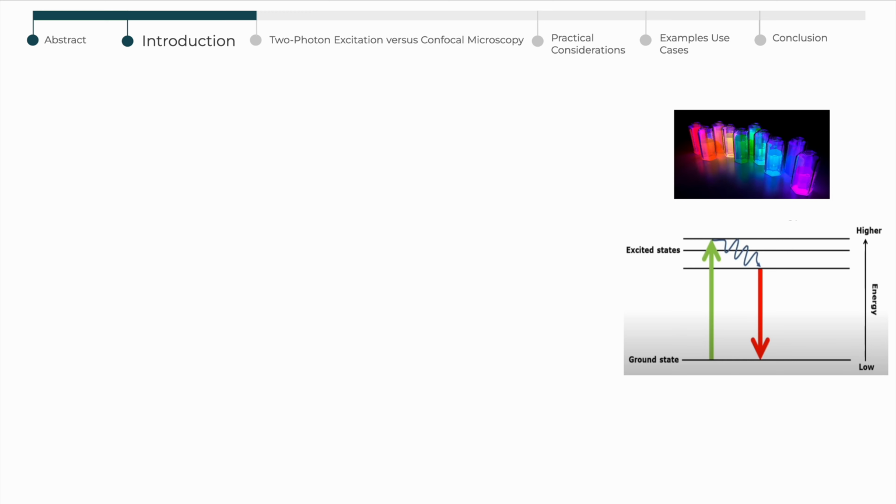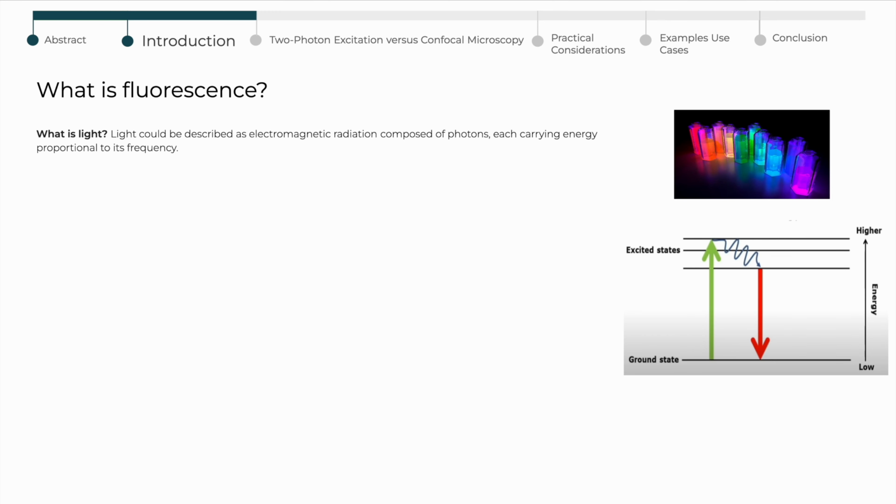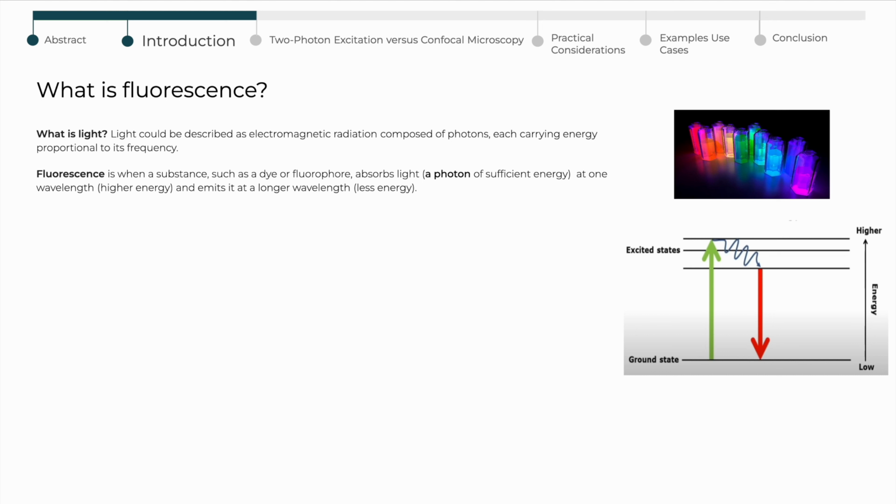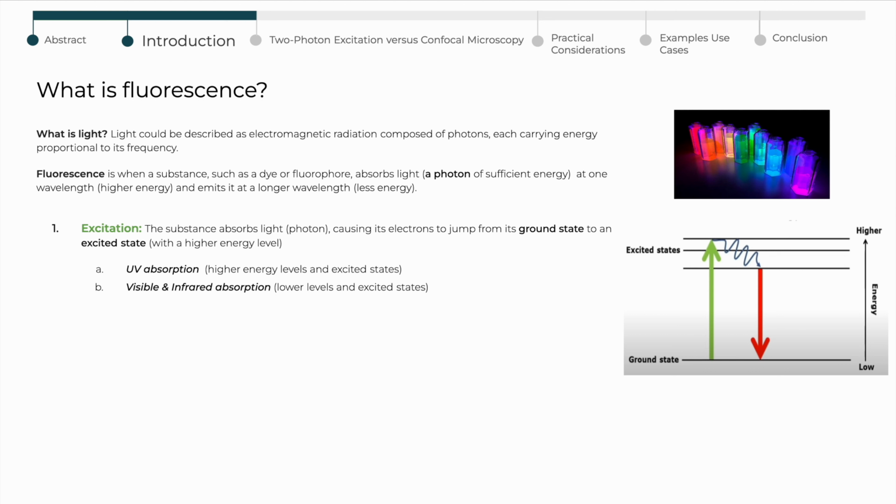However, let's go back to basics and understand what light and fluorescence are. So what is light? Light is electromagnetic radiation composed of photons, each carrying energy proportional to its frequency. As for fluorescence, it is a phenomenon found in certain substances such as dyes or fluorophores, occurring when these substances are exposed to light, typically UV or ultraviolet light. Upon absorption, they undergo excitation, transitioning to a higher energy level. What happens is that from the ground state, it jumps to the excited state.